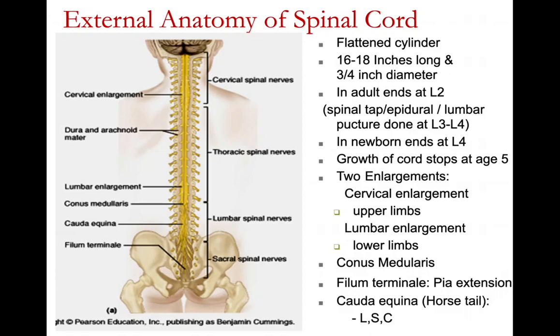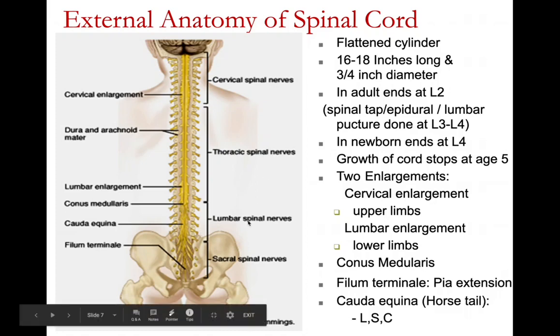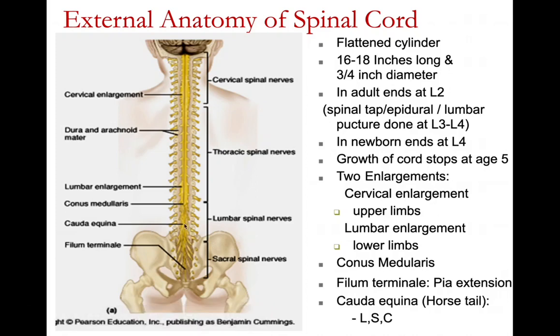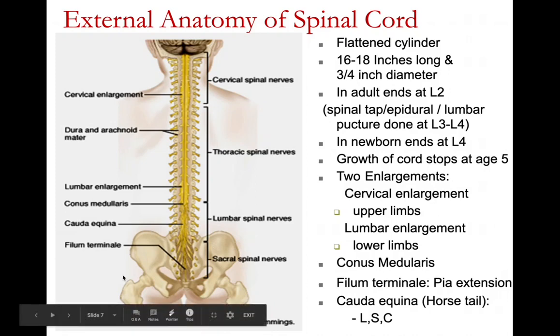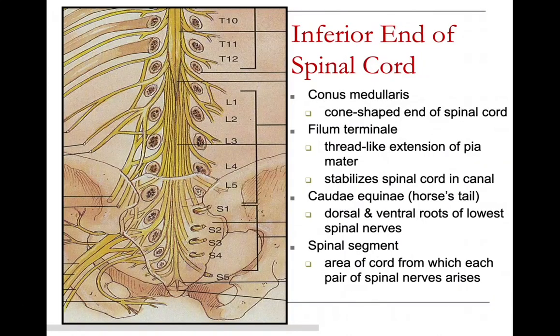There's two areas where you have enlargements that you can see on here. You've got a cervical and lumbar enlargement. This is going to be where it goes out to the upper limbs and the lower limbs. The conus medullaris is down at the bottom, and then the filum terminale is going to be where you have the pia mater extend on. And then when it comes down here, we call this the cauda equina. It literally means horsetails, that you're going to have fibers connect beyond there for lumbar, sacral, and coccygeal nerves.